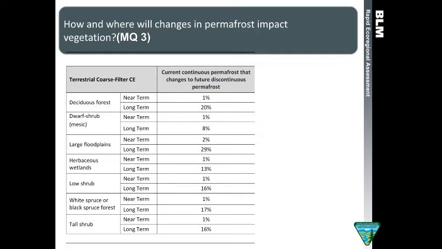A lot of numbers out there. I guess I can just show you this. So for the near term, which is 2020, for deciduous forest, we're just saying just 1% of the deciduous forest CE is going to have either a loss of permafrost or a loss of discontinuous permafrost. And for the long term, 20% of it. So by 2060, it's a significant amount of the deciduous forest CE that's going to have that loss.